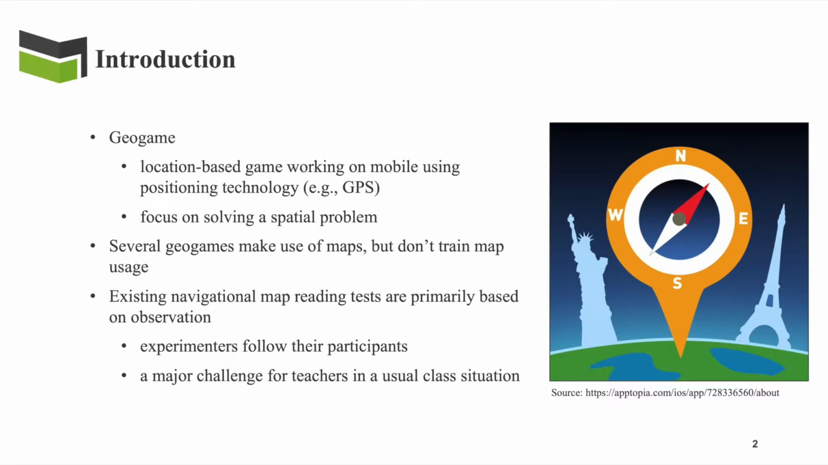GeoGame is any location-based game that works on a mobile device using positioning technology, for example, GPS. In GeoGame, the players focus on solving spatial problems. Nowadays, there are several geogames that make use of maps, but they do not train map usage. The existing navigational map reading tests used to assess players' map reading competencies are primarily based on observation, where experimenters follow their participants, which is a major challenge for teachers in a usual class situation.